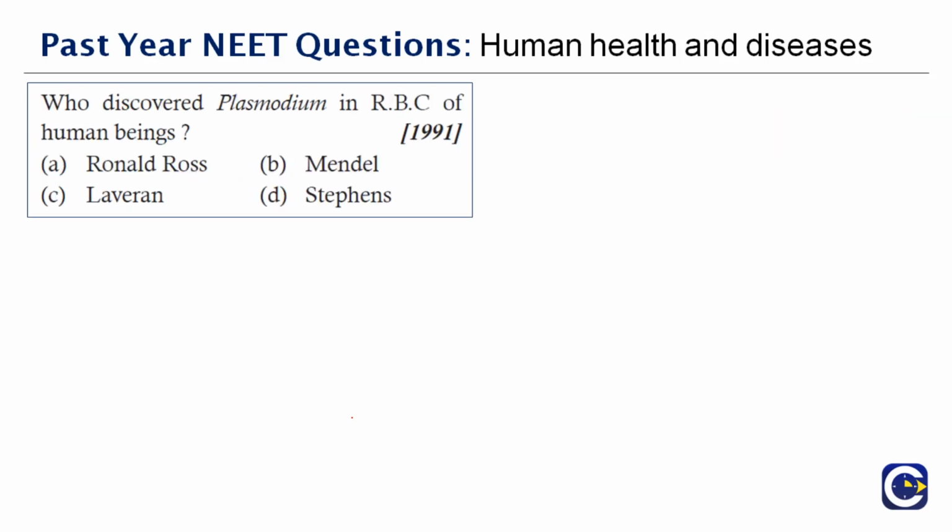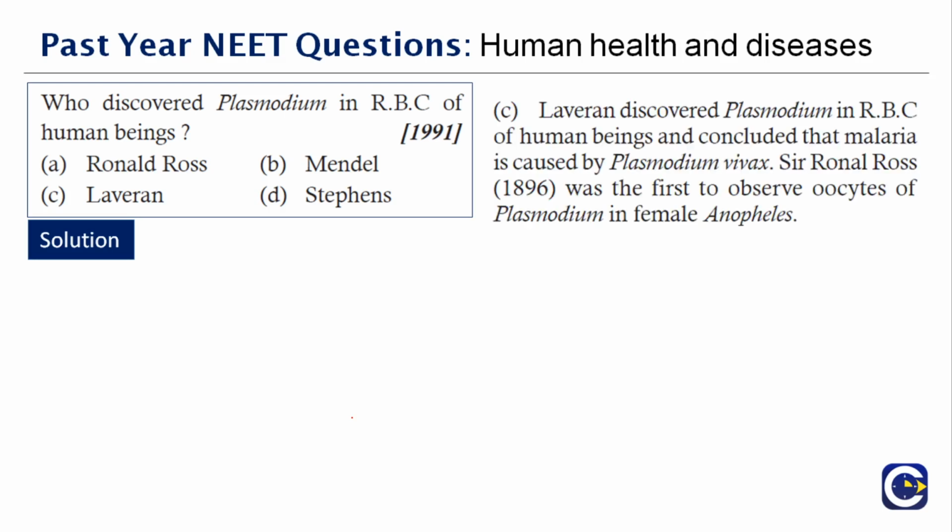Next question here. Who discovered Plasmodium in RBC of human beings? So this is a direct question. You might not know the answer. I will tell you. The answer is option C, Laveran. He discovered the Plasmodium in RBC of human beings and concluded that malaria is caused by Plasmodium vivax. So Ronald Ross was the first to observe the oocysts of Plasmodium in the female mosquito. But who identified it in RBC is Laveran. But who discovered or observed the oocysts is Ronald Ross.